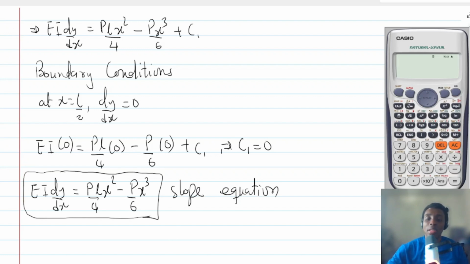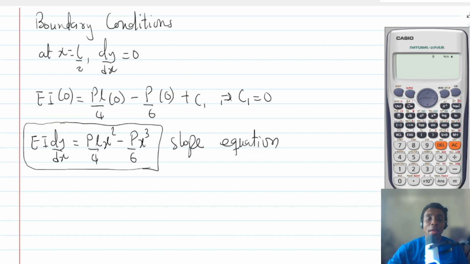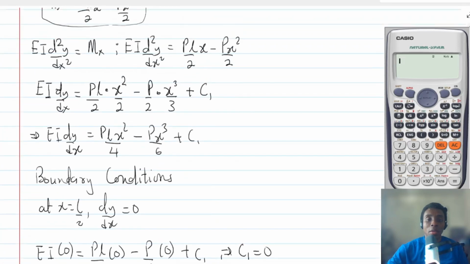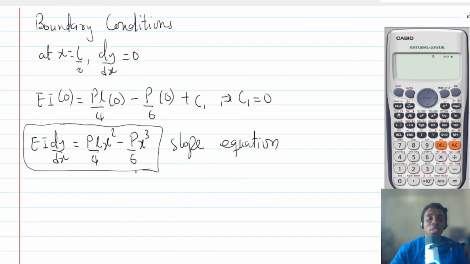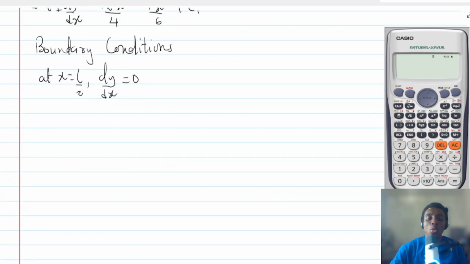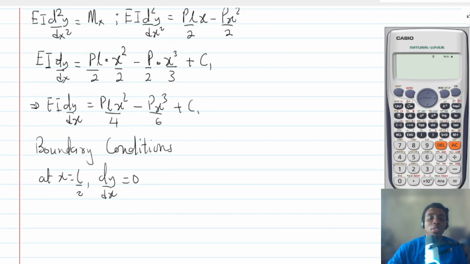So this is the slope equation anyways. Now let's come up with the expression for the deflection. Now that we have the boundary condition at x equals L over 2, dy/dx is 0, let's go back to the equation and put it inside.